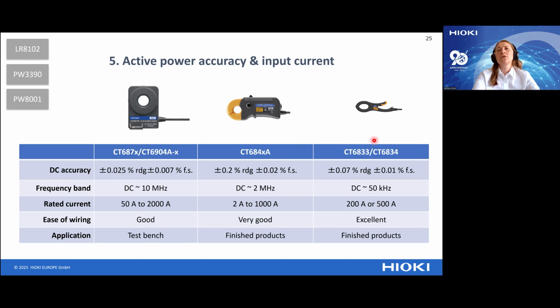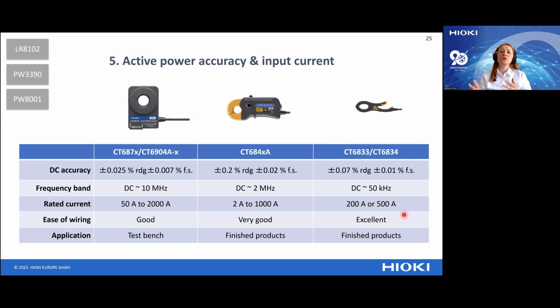The newest current sensors that we just launched a few months ago are capable of measuring 200 and 500 ampere, and they have very high accuracy as well, but a more limited bandwidth. These are excellent to install because they are extremely small, so you can use them in very tight spaces where you don't have any space at all.